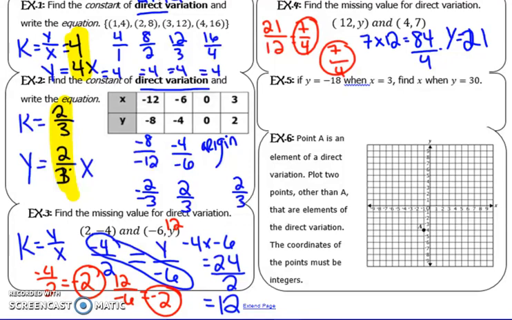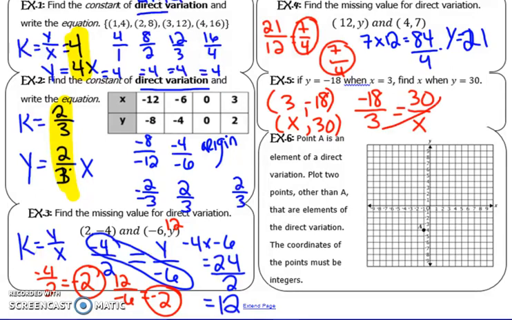Now, in example 5, it's written a little differently, but it's very similar to example 3 and 4. Start by creating your coordinate points. If y equals negative 18 when x equals 3, that's my first set of coordinate points. I need to find x when y is equal to 30. So then I'm going to set up my proportion. Negative 18 over 3 is equal to 30 over x. When I cross multiply and divide, we get an answer of x is equal to negative 5.